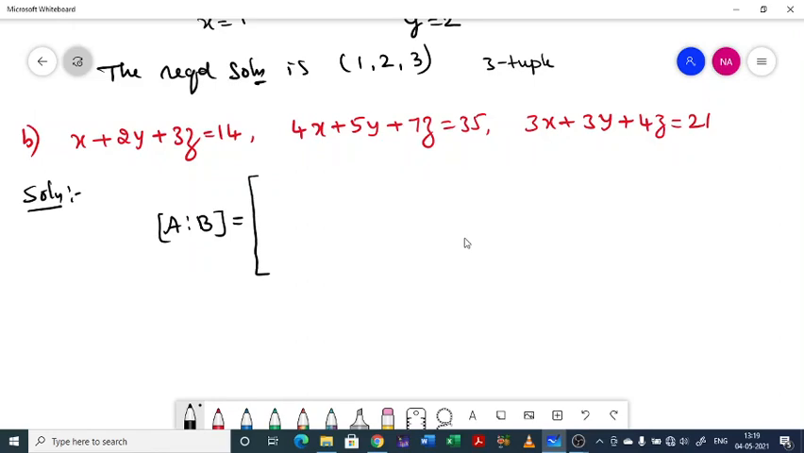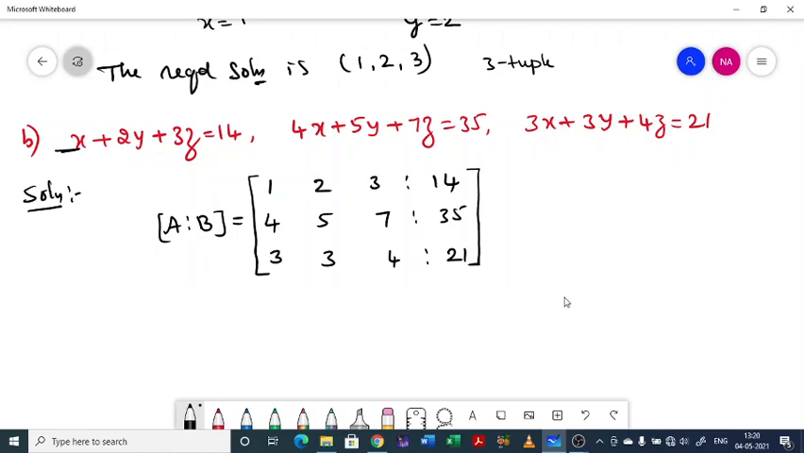So here the first equation's first entry is 1, so no problem. Otherwise, I would have interchanged it with the other. So 1 2 3 colon 14, 4 5 7 colon 35, 3 3 4 colon 21. So this is the augmented matrix.